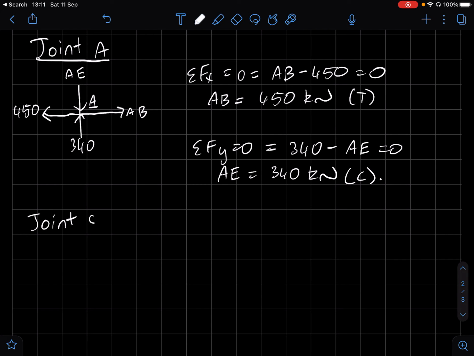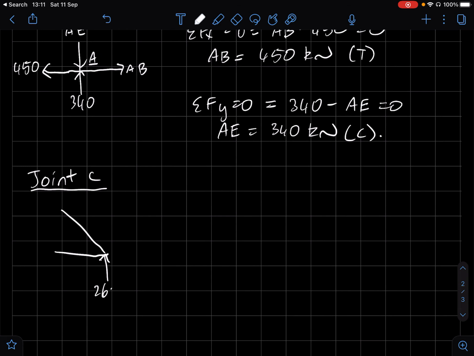So joint C, looking something like this. So that was 260, our CY reaction force, and that was a normal force, so it's going up like that. This was 30 degrees, and this was CB and CD. Okay, so let's do some of the forces in the Y.